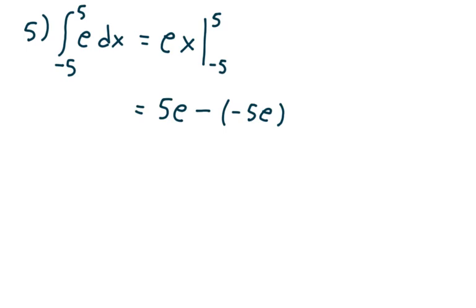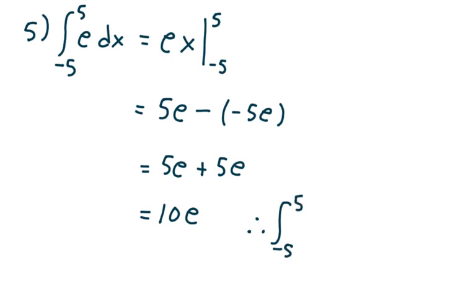Well, when you subtract a negative, you add. So this is 5e plus 5e. The answer is 10e. And so, therefore, the integral from negative 5 to 5 of e dx is equal to 10e. And that's example 5. Let's take a look at example 6.